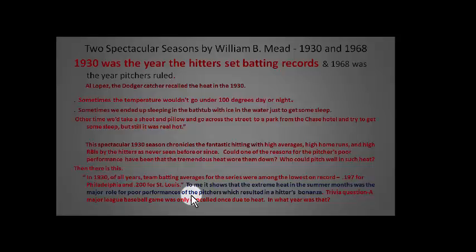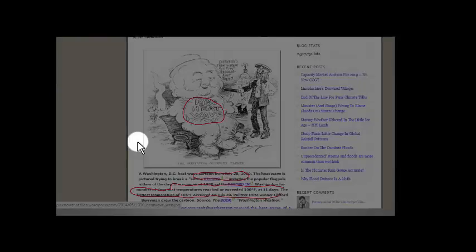Here's a trivia question for you. When was the only time a Major League Baseball game was canceled due to heat? The answer: on July 16, 1936, the Cincinnati-Brooklyn game was canceled due to extreme heat. Record heat was also recorded throughout the United States and Europe. This is a cartoon from July 28, 1930, which says the summer of 1930 set the record in Washington for days that the temperature reached or exceeded 100 degrees Fahrenheit, at 11 days.